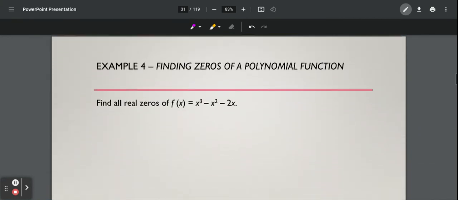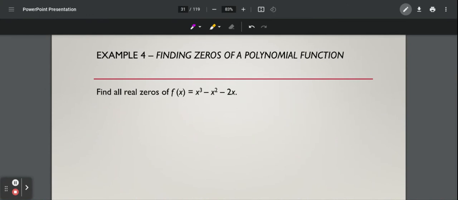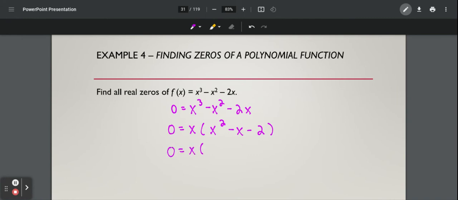For this next example, we have to find the zeros, which means we have to plug a 0 in for f of x. So we have x cubed minus x squared minus 2x. We're going to have to factor out the GCF, which is x. We have x squared minus x minus 2. Now we can factor x squared minus x minus 2 into x minus 2, x plus 1.